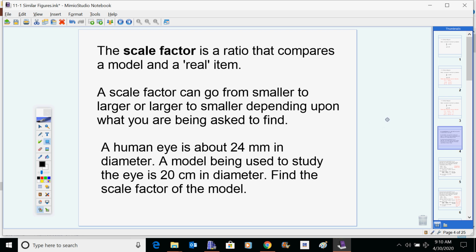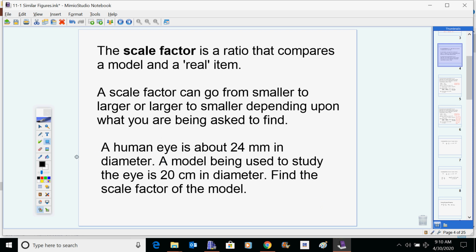When we look at a globe, we're looking at a scale or almost scale model of the Earth, which can help us to study that a lot more than if we have the whole thing. So the scale factor is going to tell you what that ratio is so that you can figure out how big the real one would be. So here's an example.